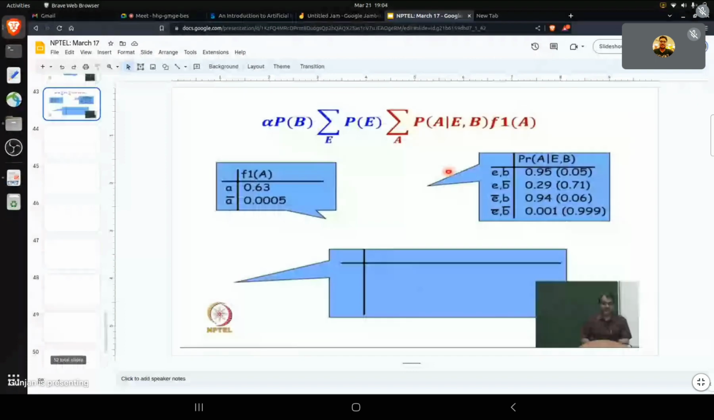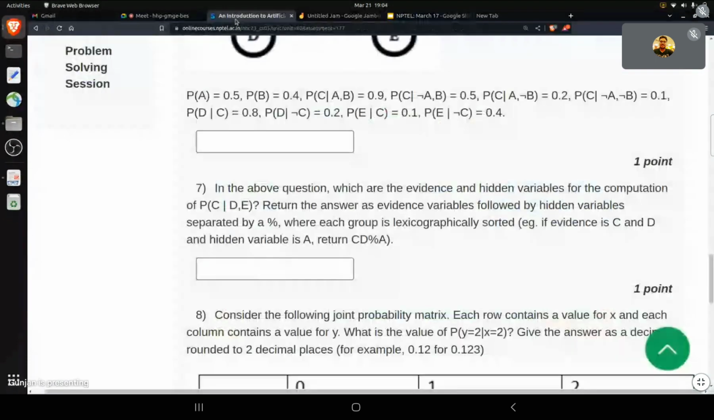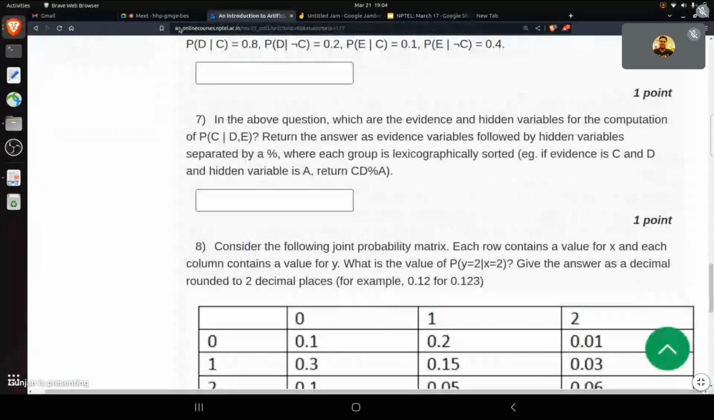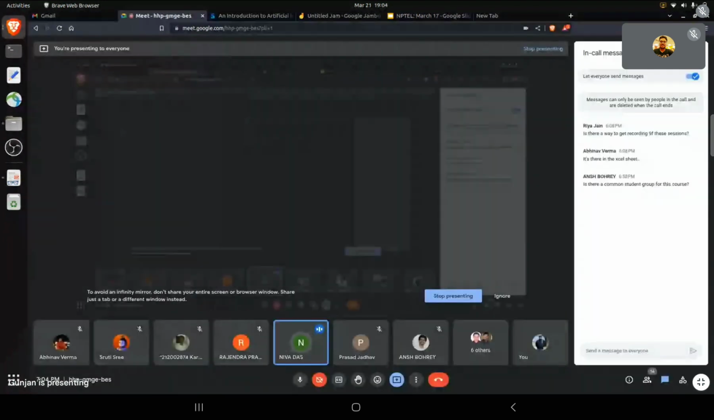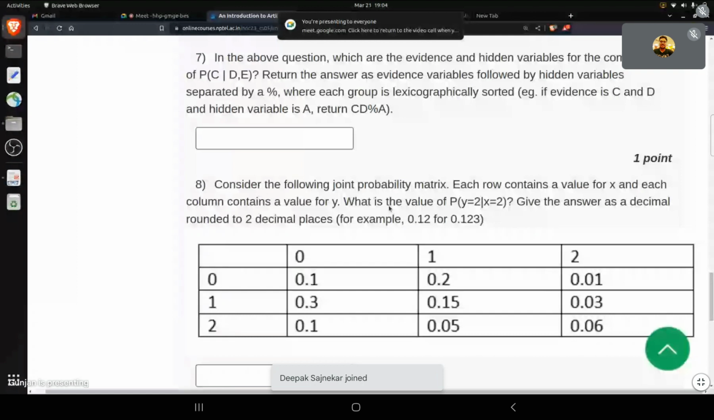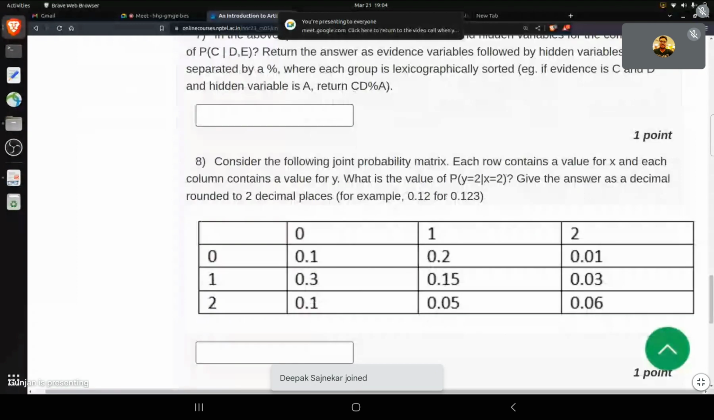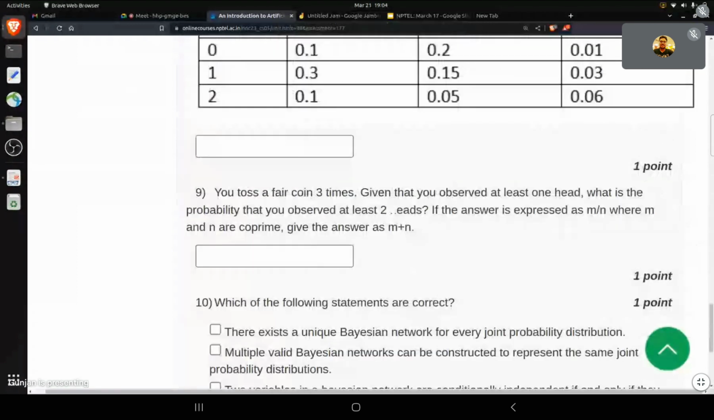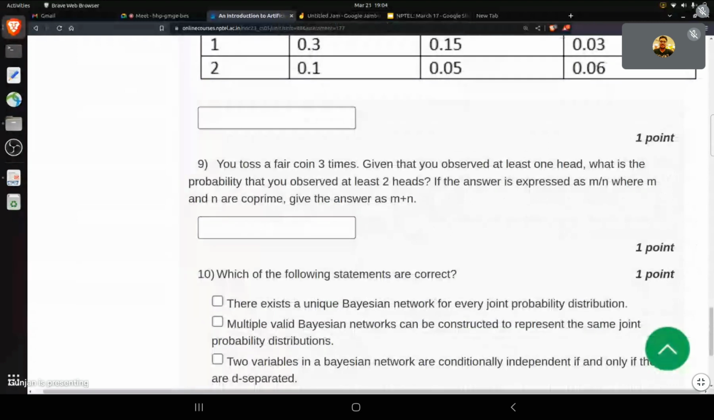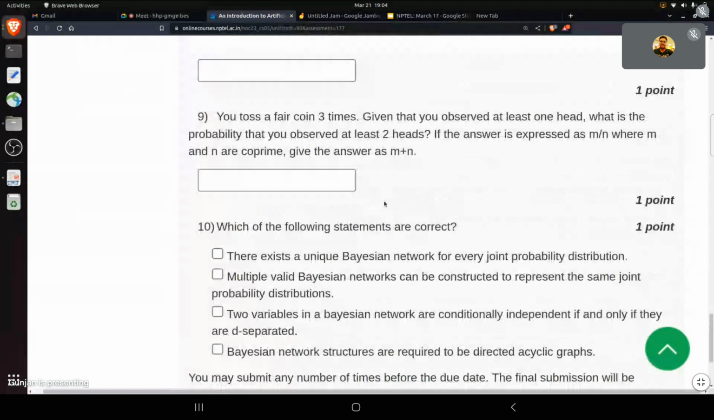Any other question? So for a particular joint distribution, is it going to be a unique Bayes net, or can we have multiple Bayes nets for the same joint distribution?